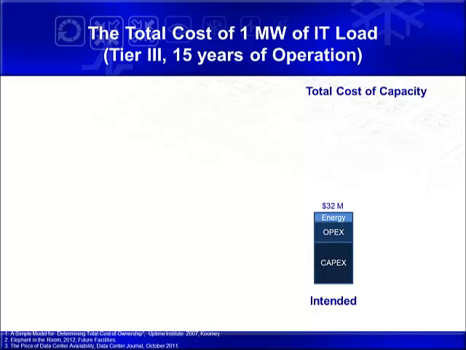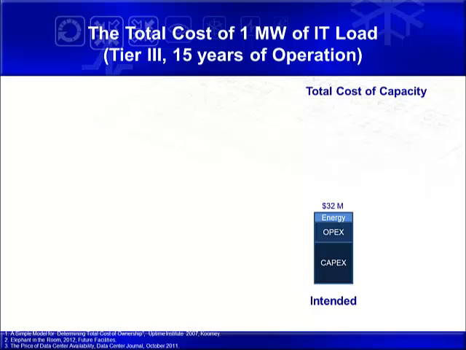Let's take a look at the impact of CUE on data center total cost of ownership. This graph shows a high-level breakdown of the total spend on a typical Tier 3 data center for a 1 megawatt IT load. The IT hardware capex is left out because it is a fixed value in this comparison. Everything included, for 15 years of operation, 1 megawatt of IT load will cost about $32 million. This covers design, construction, operations, and power over the entire data center lifespan.